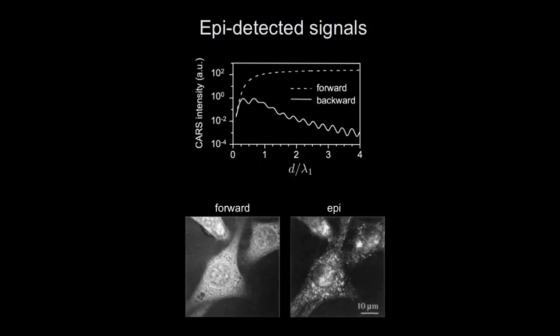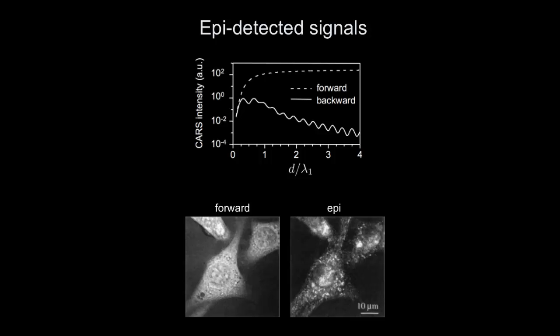But if the object grows, in the backward direction it gets a little bit more, then it goes down, up, and starts to oscillate and goes down when the object becomes very, very large, because the larger the object, the more destructive interference in the backward direction. So depending on where you put your detector, you see a completely different image.